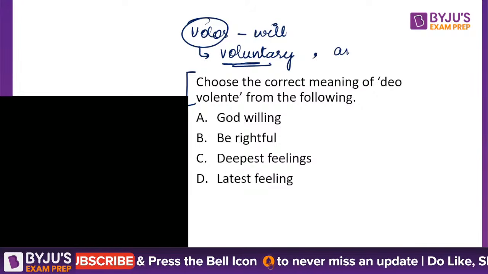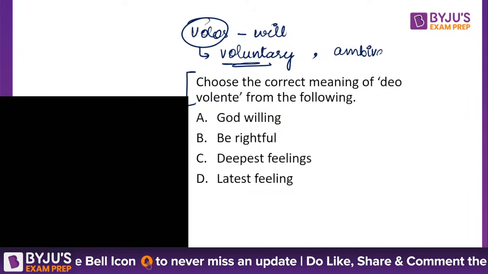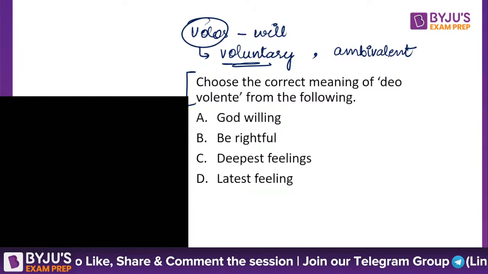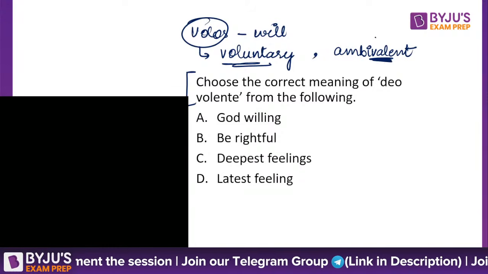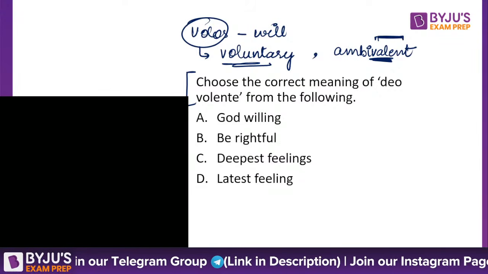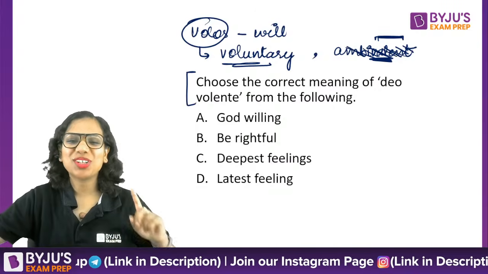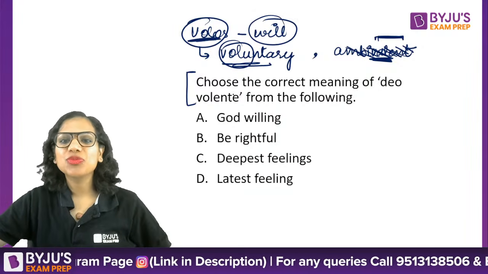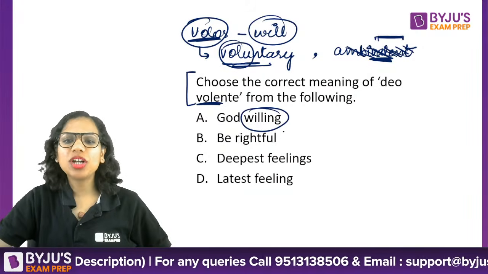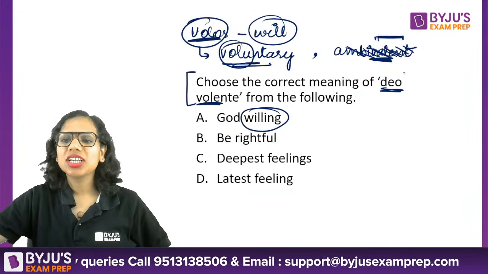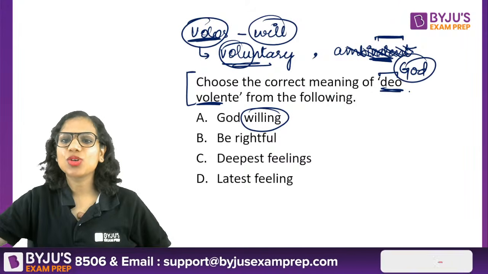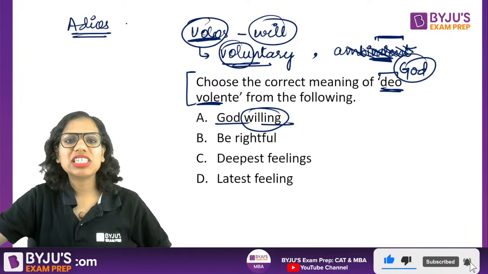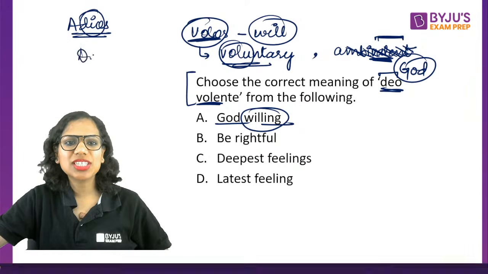When you say you are ambivalent about something. Ambivalent. No, wait. This is having mixed feelings. No, I think ambivalent is different. Voluntary is related to volos, which means will. Yes, voluntary. So, because it means will, God willing. God willing. So, Dio means God. Dio means God. Even in the word adios, when we say bye to someone, this Dio is actually God only.